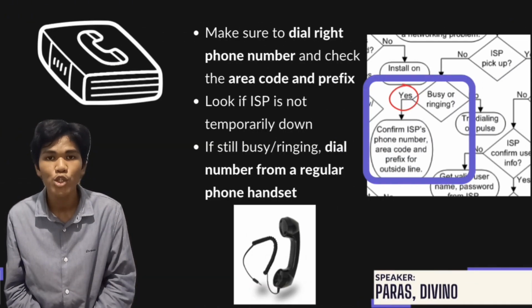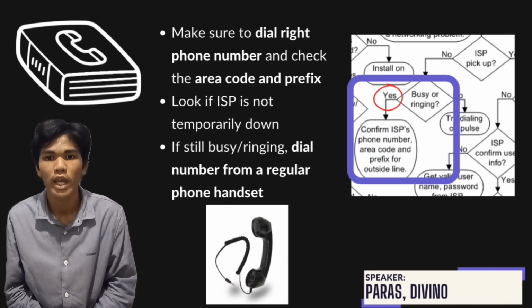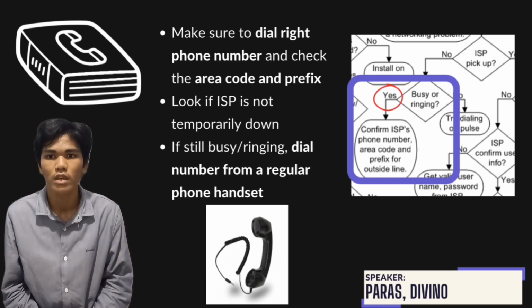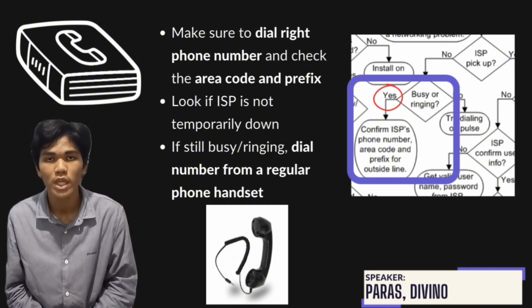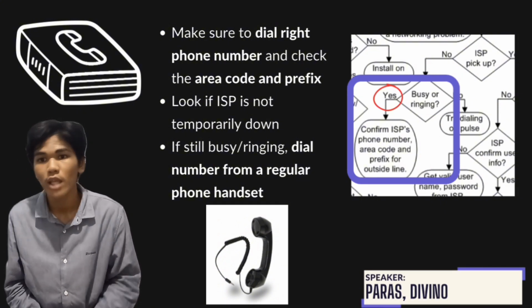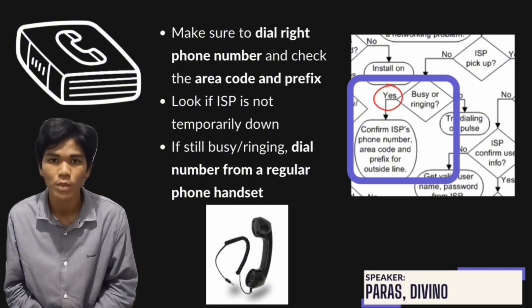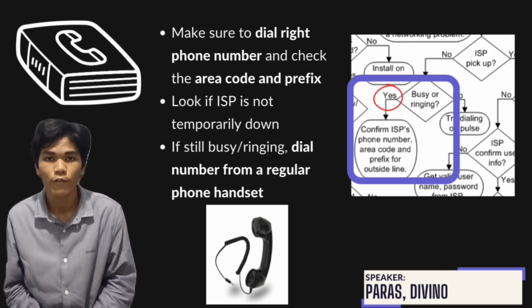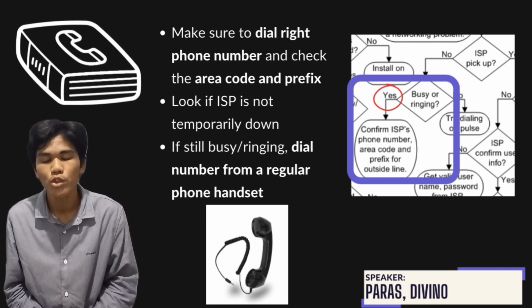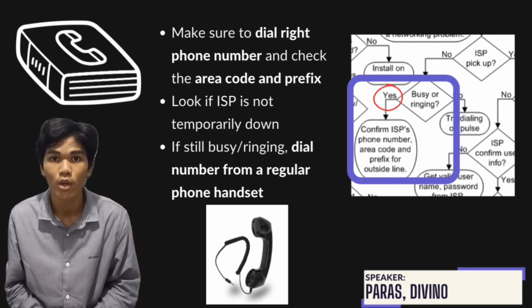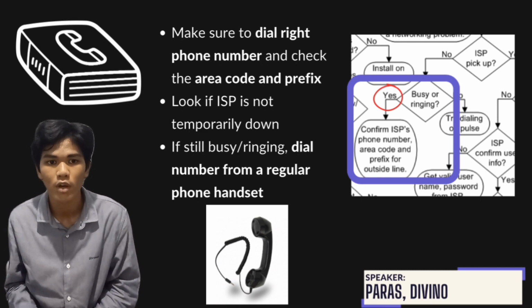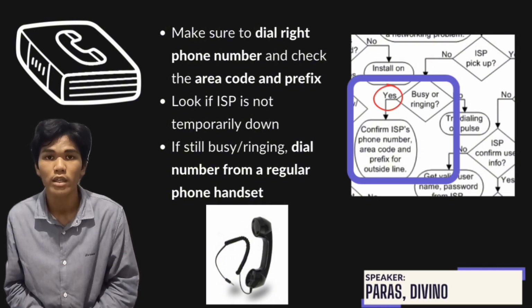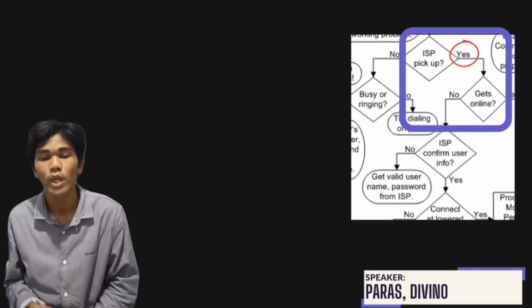But again, make sure that you are dialing the right phone number and check the area code and prefix. If it is ringing but doesn't seem to pick up, then check if the ISP is not temporarily down and try dialing a different phone number of the ISP or their tech support. If none of these results show merit, then try dialing on post. As to how to do this, the instructions are shown on screen. Now then, with that resolved, going back to if ISP picks up, we will proceed to get online.